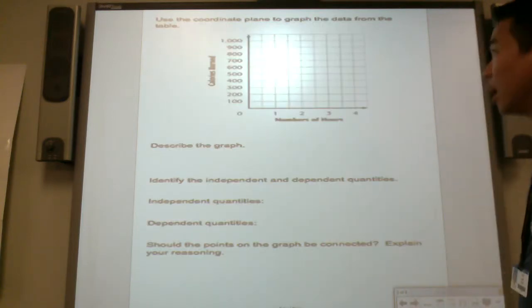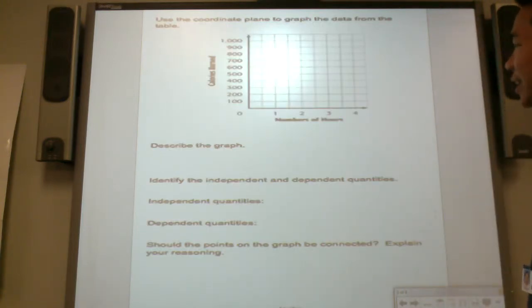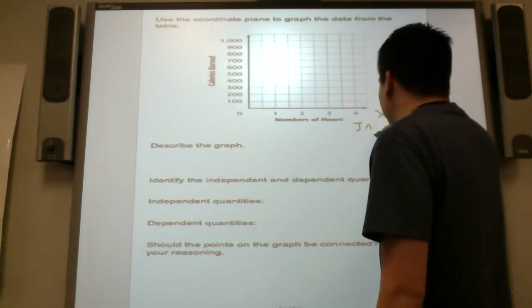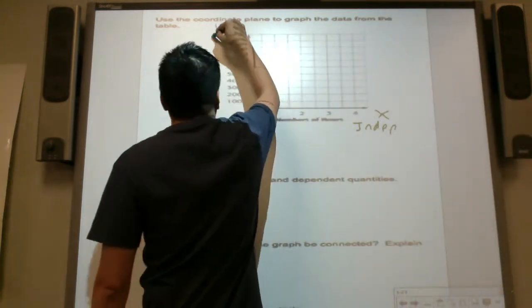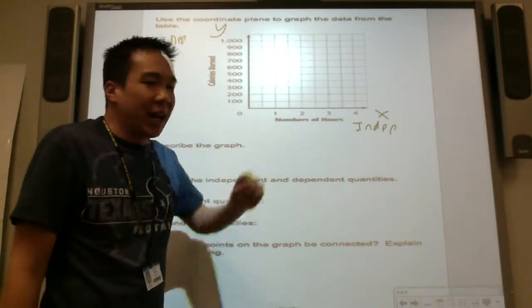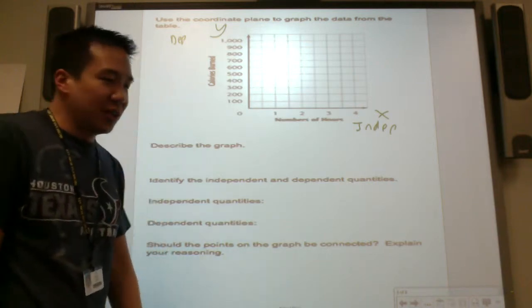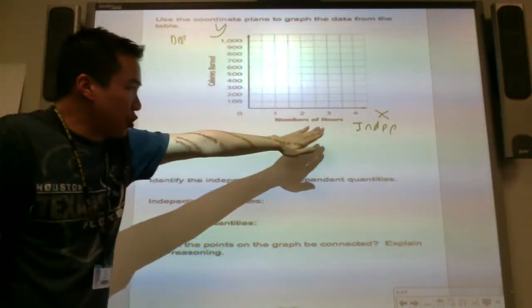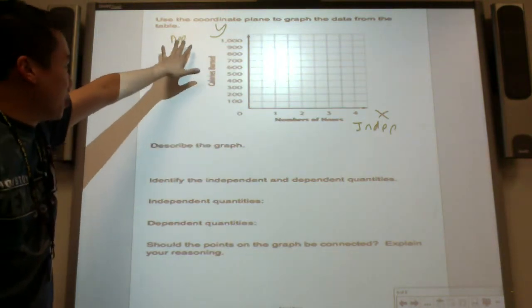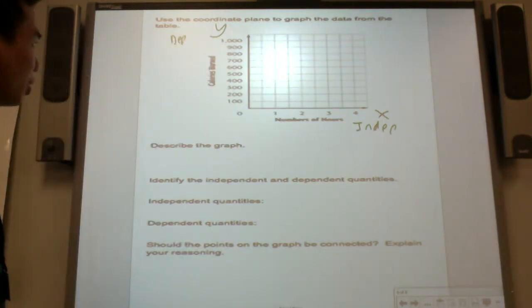Next one. Use the coordinate plane to graph the data. They already graphed it. This is the x-axis. This is the independent. This is the y-axis. This is dependent, because the calorie burn depends on the number of hours. That's why hours are independent. Time is usually independent, by the way. And then the calories burned is dependent.